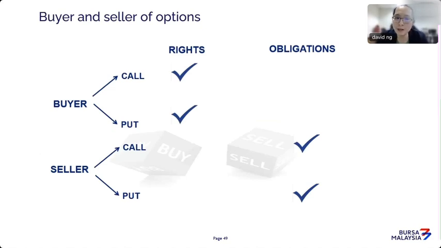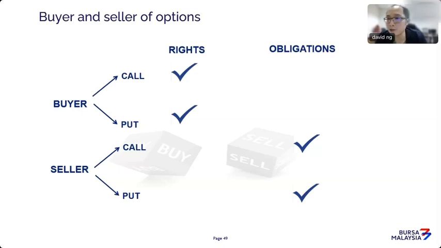So if you are a buyer, always remember this: you have the right, but not the obligation. So that means, if I just want to buy an FKY call with a strike price of 1600 that expires at the end of the year, and this option costs me, let's say, 10 ringgit. At the end of the year, if FKY doesn't reach 1600, I don't lose anything. The only thing I lost is the premium I paid for this particular option.